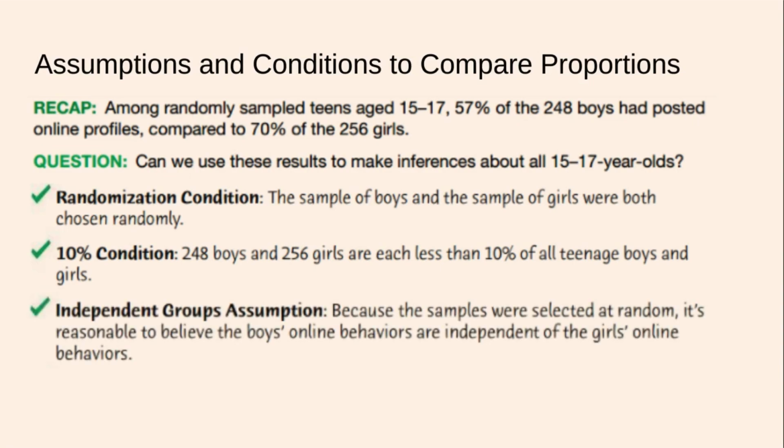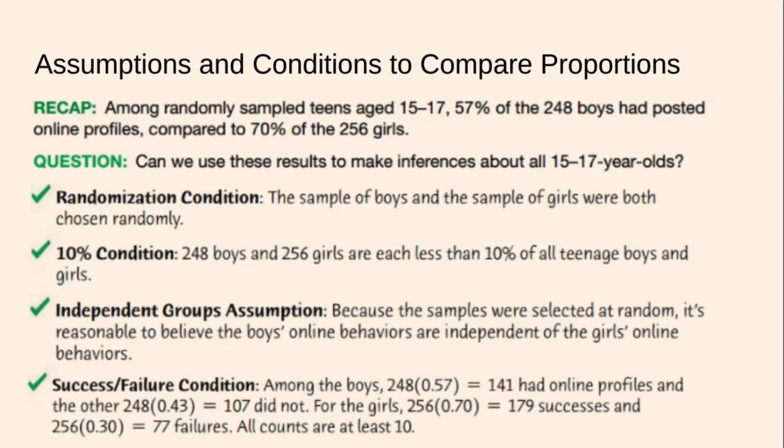Independent groups. We got to check for independent groups here. Because the samples were selected at random, it's reasonable to believe the boys' online behavior is independent from the girls' online behavior. This is admittedly just what it is, an assumption, all right? There's no reason to think that they were matched pairs. This is not groups of brother and sister. There is no evidence that there was a pre- and post-test of any kind. These are clearly two different samples. They are not related, and so we can assume independent groups.